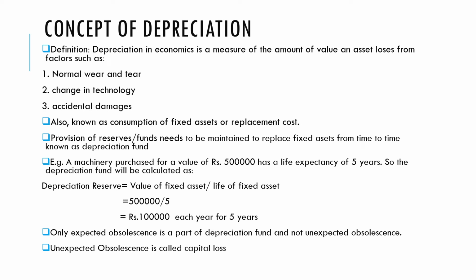Another important point to be noted is expected obsolescence, which is part of the depreciation fund, and not the unexpected obsolescence. Examples of unexpected obsolescence include natural calamities like fire, earthquake, or recession.